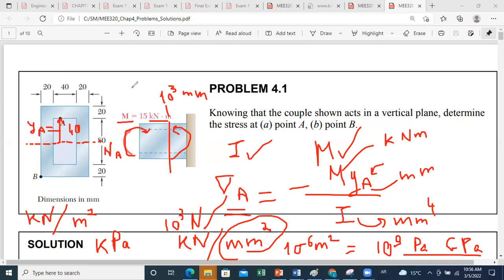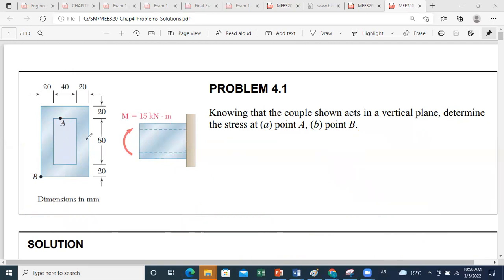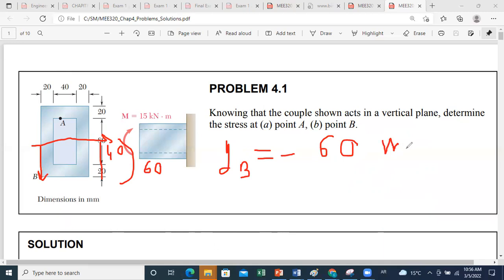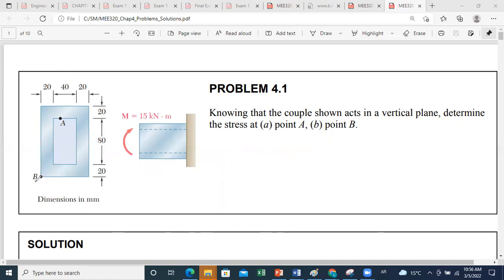Now, the same procedure for B, same formula, just what will be different is Y of B. B is below the neutral axis, so it's characterized by a negative Y. From the neutral axis to B, I have a distance of 40 plus 20 equals 60. And since I am below the neutral axis, Y of B is minus 60 millimeter. So now if I replace in my equation, sigma of B will be positive because B is subjected to tensile stresses. Okay, so this is how I can determine the stress state at points A and B.